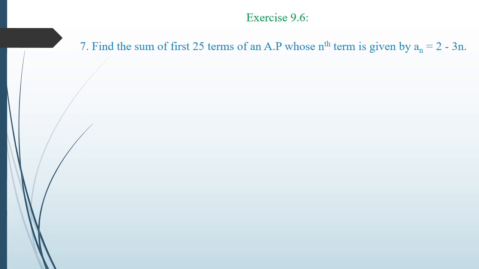Next question is question number 7, which says find the sum of first 25 terms of an AP whose nth term is given by an equal to 2 minus 3n. Again, we'll solve this problem similar to the problem we just solved as question number 6. Note down the given data, an is given to us, that is 2 minus 3n. Applying the same formula again, Sn equal to n by 2 into (a plus an). If you observe here, I need the n value, I need the a value, that is the first term, and I need the an value, that is the last term, the 25th term.